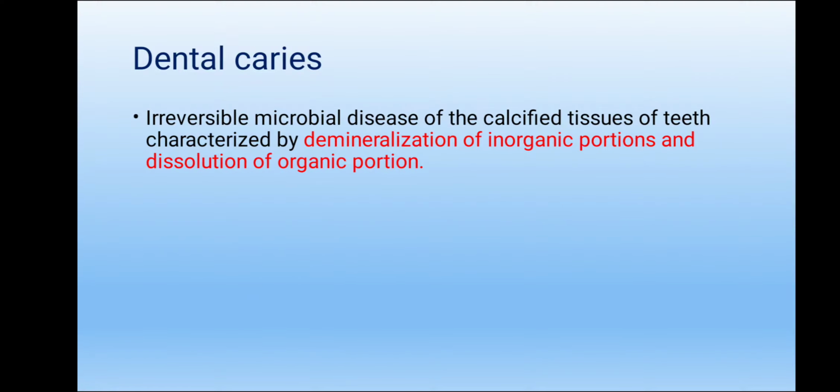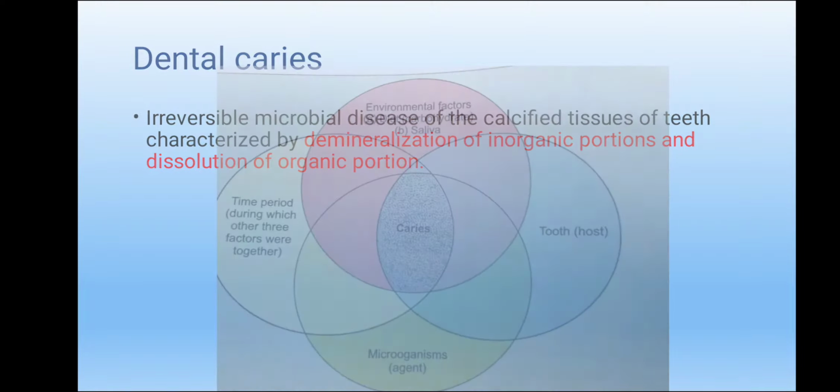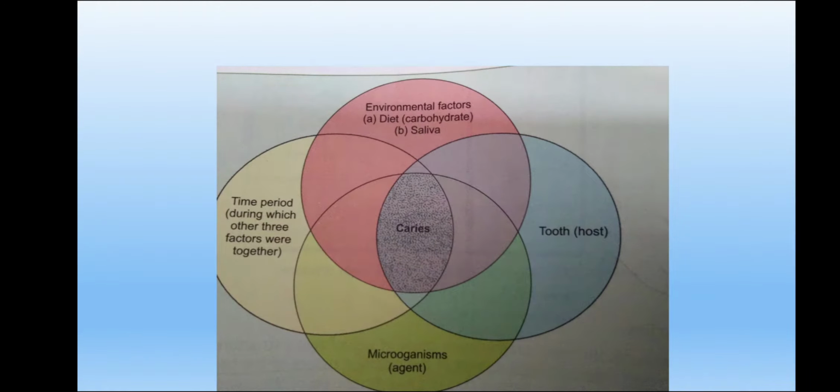Dental caries is an irreversible microbial disease of calcified tissues of the teeth characterized by demineralization of inorganic portions and dissolution of the organic portion. Factors that lead to caries formation are these four. Number one, microorganisms, the agents. Number two, tooth, the host. Environmental factors like carbohydrate rich diet and saliva, and the time period during which these three factors are together.